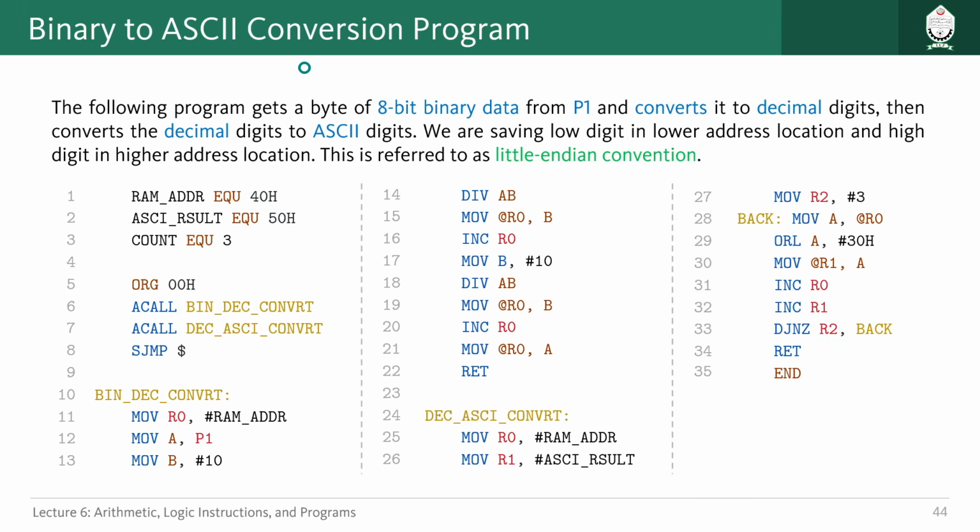Okay, the last one. So here this program is for converting a binary to its ASCII representation. If you look at the statement, they're saying we are going to get 8-bit binary data from port 1, and we will convert that to decimal digits. So I think we have already seen an example like that. Getting data from port 1, the range is from 00 up to FFH, so 0 up to 255 in decimal, and we had to convert that to decimal.